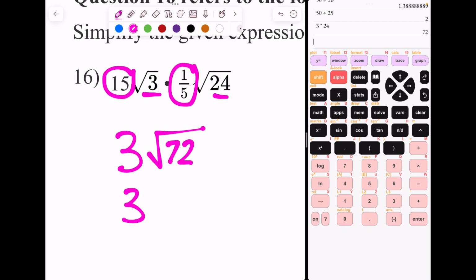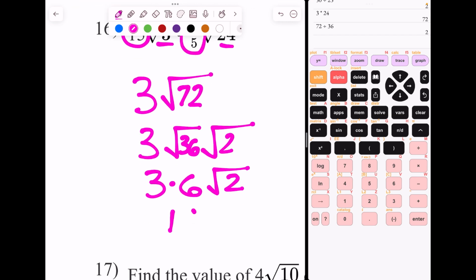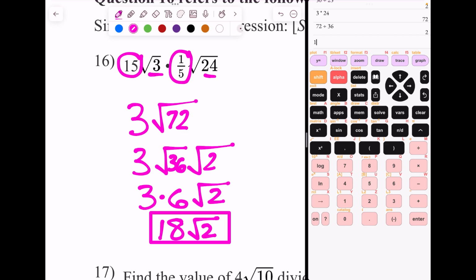Now we are going to think about what perfect square number could divide into 72. And it is 36. 36 and 2. The square root of 36 is 6. Leave square root of 2 alone. Then 3 times 6 is 18, and leave square root of 2. And this is our final answer. Again, you can check and make sure that that answer is correct before you submit it by multiplying on the calculator and checking to see, do the numbers match up? Which right here, they definitely do.